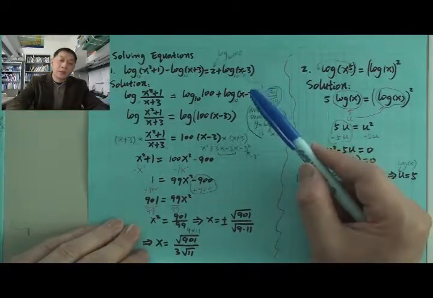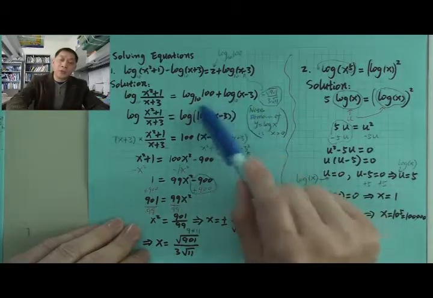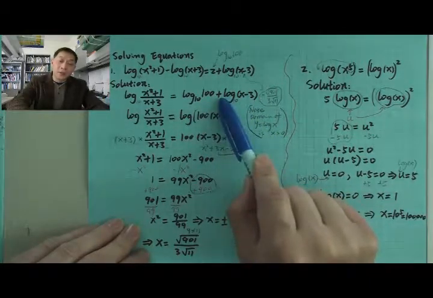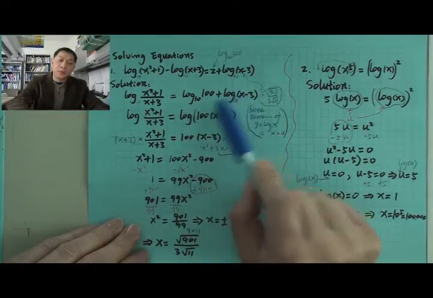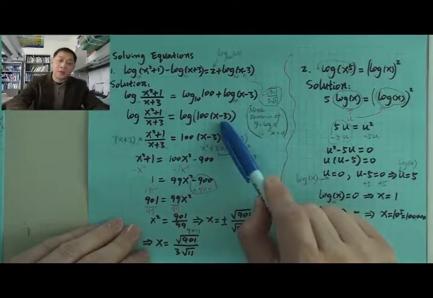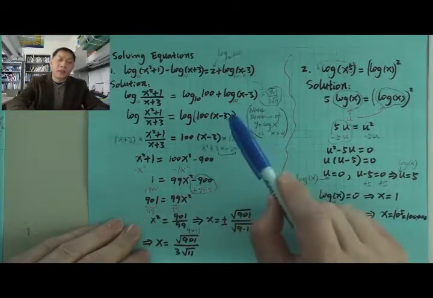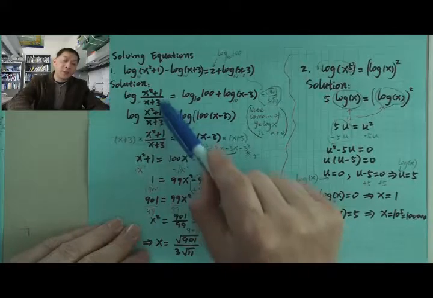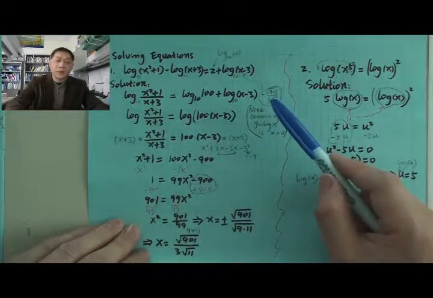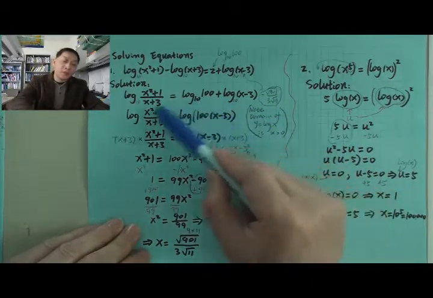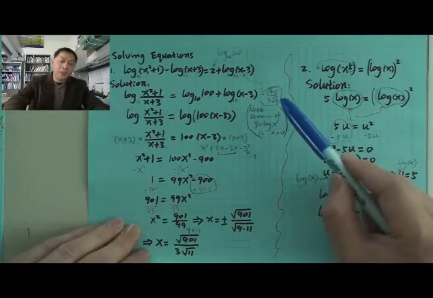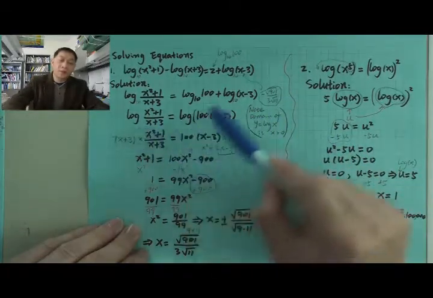Then you can combine those two, because here the base is 10, here the base is 10, and here is addition. Then you can change this to multiplication, 100 times the quantity x minus 3. On the left-hand side, we didn't do anything, so we copy it down. Again, by default, we don't need to write 10 here. Since it's 10, we can just write log.